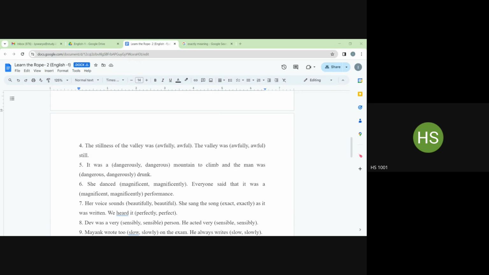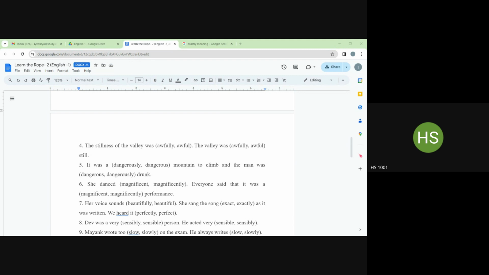Next one. It was a dangerous mountain to climb, and the man was dangerously drunk. First one, it was a dangerous mountain, right? Dangerous mountain to climb, and the man was dangerously drunk. Okay.